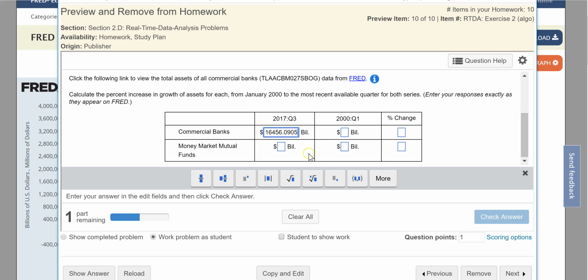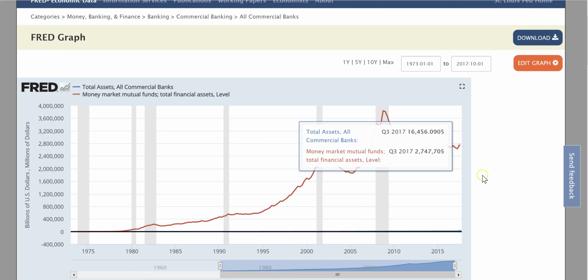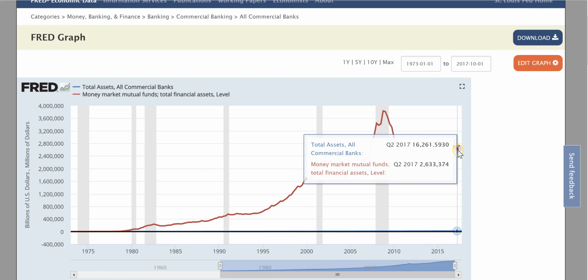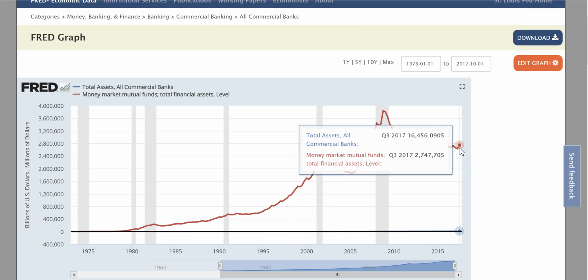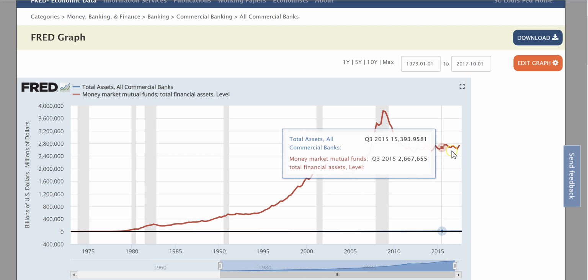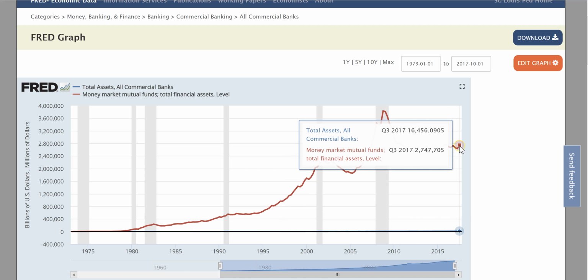16456.0905. And for the money market mutual funds, the number here is 27,477.05. But as we mentioned, this unit here is in millions of dollars. So the $1 billion is 1,000 million dollars. So that means we need to divide this number by 1,000 and put that converted number into the box.